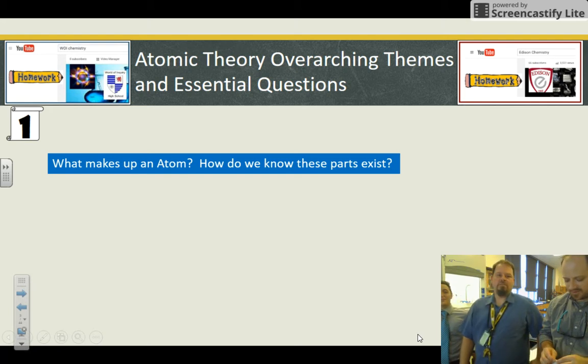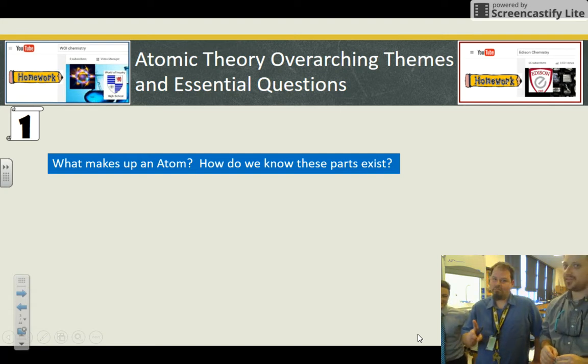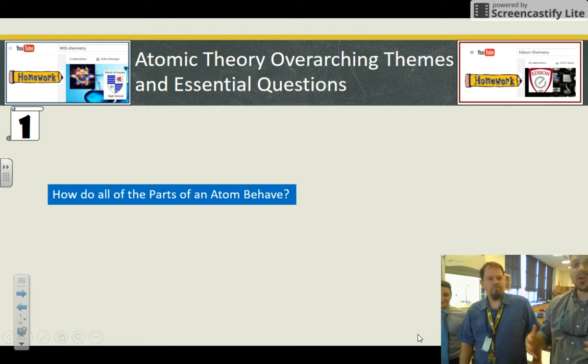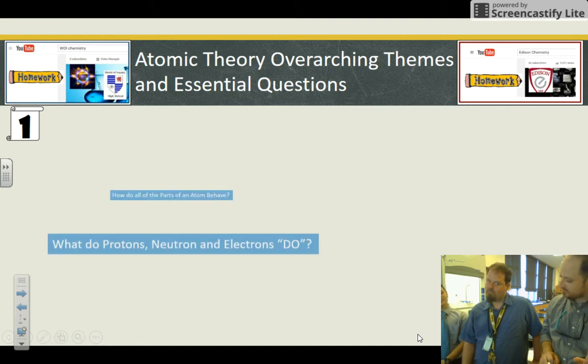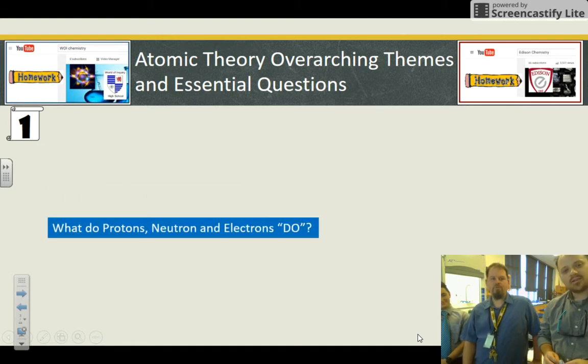What makes up an atom? And how do we know these parts exist? Ooh, good one. Don't answer. But part of that is history, I'm just saying. How do all the parts of the atom behave? Personifying inanimate objects, but hey, happens. And what do protons, neutrons, and electrons actually do?